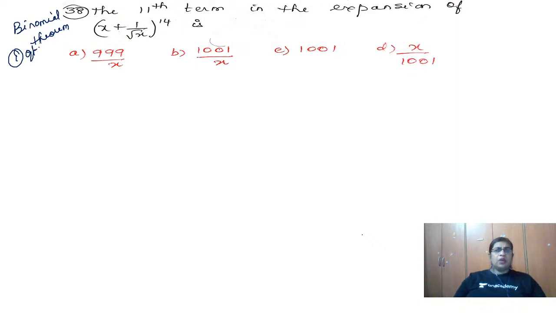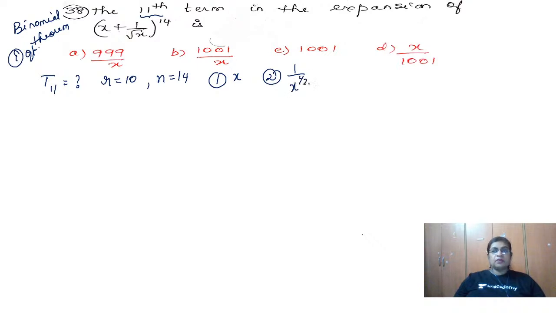Now what they have asked me is to find the 11th term. 11th term means T11. Immediately I know r is equal to 10. They have asked what T11 is equal to. So from this, what is the information I know? I know r is equal to 10. Then I know n. n is equal to 14, the power. Then I know the first number is x. Then I know the second number is 1 by root x.